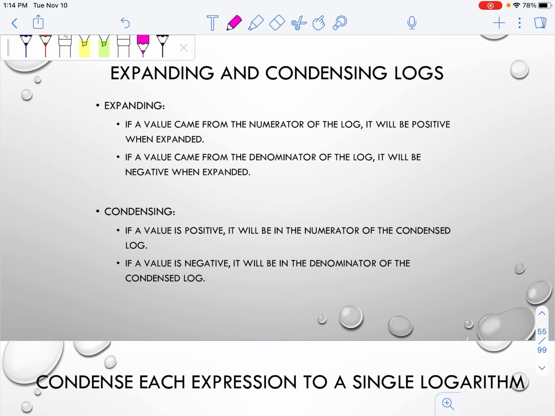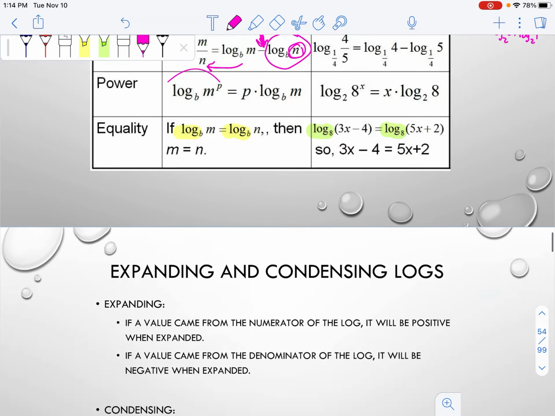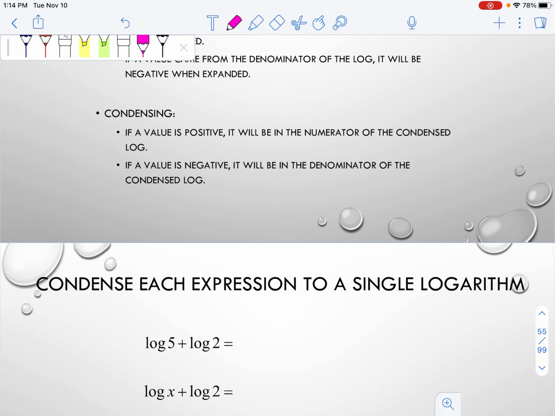So expanding: if a value came from the numerator of the log, it's going to remain positive. If the value came from the denominator, it's going to be negative. So that is the quotient and the product property. The negative right here goes in the denominator. If everything's positive, it stays up in the numerator. Going the other way, condensing: if the value is positive, it's going to stay in the numerator. If a value is negative, it will go down to the denominator.